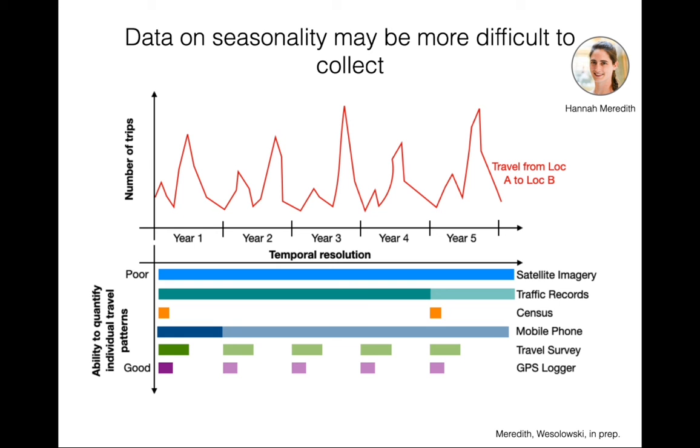Various data sets may or may not be able to capture these patterns. For example, GPS loggers may be able to capture very detailed patterns of seasonal mobility, but you would need to deploy these at the correct times of the year and keep the same individuals enrolled for longer periods to measure these patterns. Things like satellite imagery may be available at various times of the year, but you would actually need to be able to understand how these relative or proxy measures are able to translate to actual trip counts.